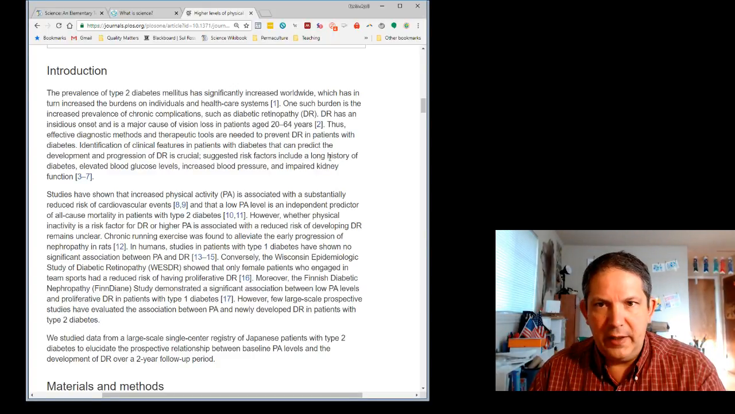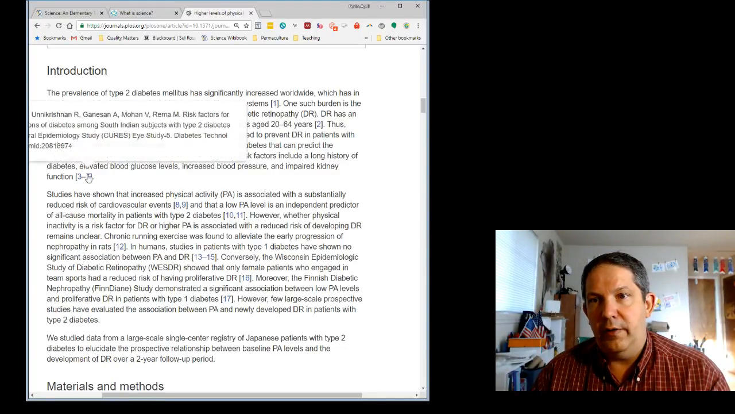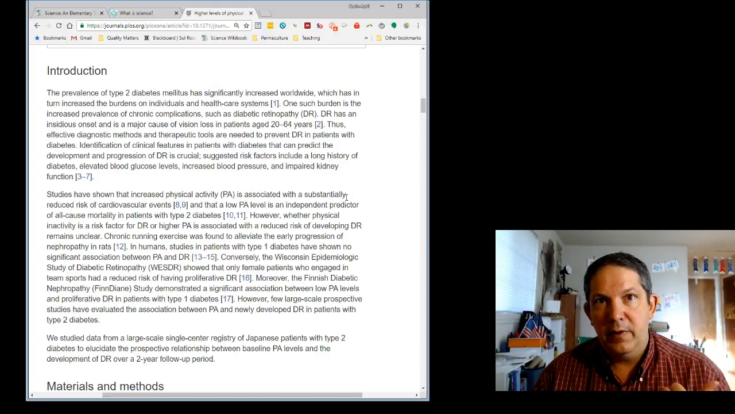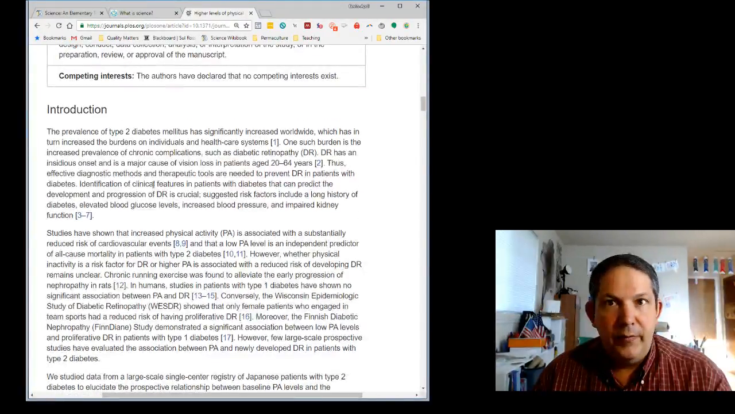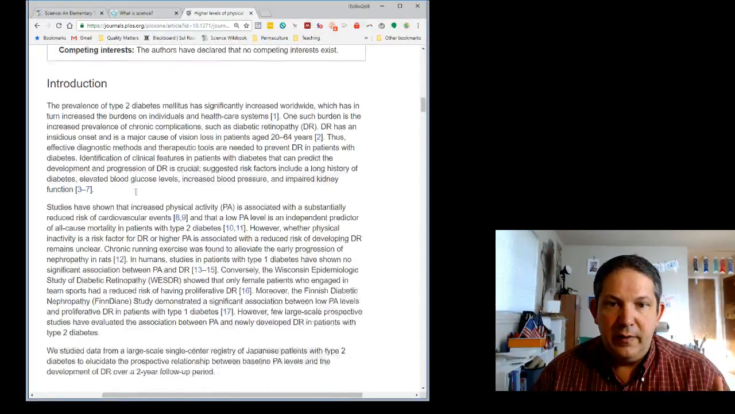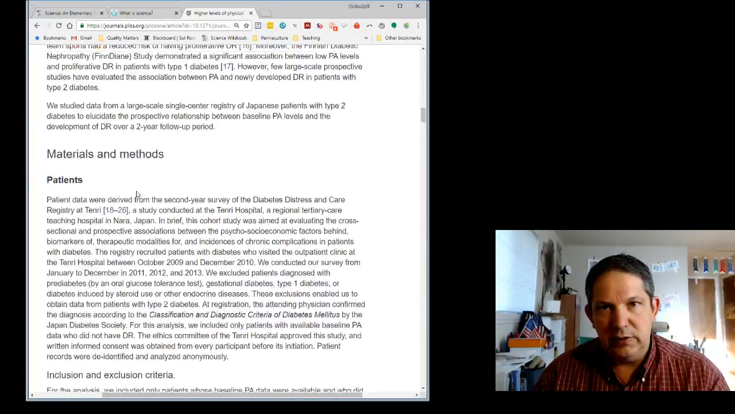So what are they saying? They're saying that because this is a big problem, it would be helpful if we could diagnose it well. And here are some of the risk factors that we want to consider. Having diabetes for a long time, having elevated blood glucose levels for long periods of time, increased blood pressure, and impaired kidney function. Those are all risk factors for this diabetes retinopathy. And they cite 4 papers now. It's 3 to 7. Anyhow, that's just the research part of things, and they're just backing it up. And now they're describing what their actual study is in the materials and methods.